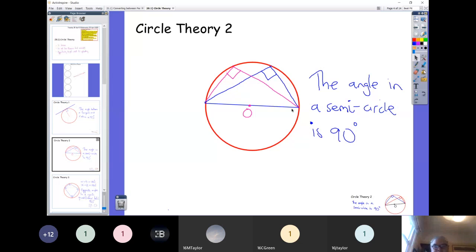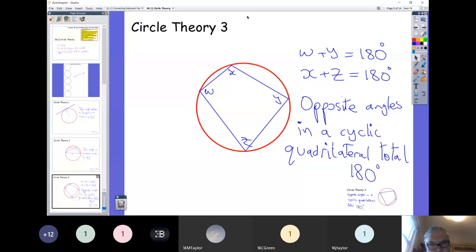Now, the third one. What I want you to draw here, please, is a quadrilateral inside the circle where all 4 corners, all 4 vertices are touching the circle. And just for your notes, can you try and make it not look like a rectangle and not look like a square? Because it works for any quadrilateral. Now, as we know for any quadrilateral, the angles inside it total 360 degrees.